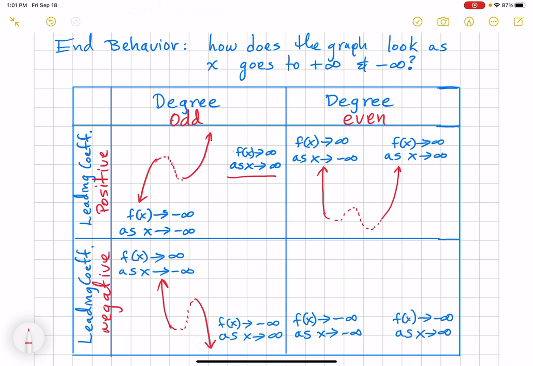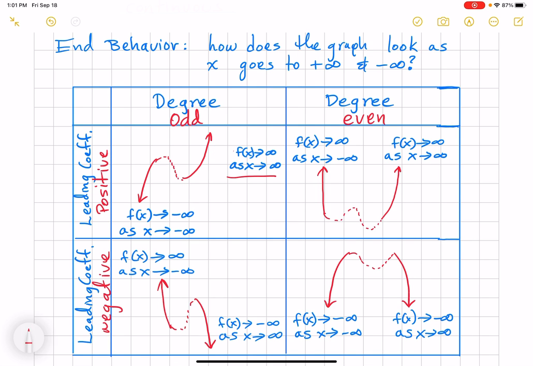And so a reflection of the next graph would look something like this. It's going to go down to negative infinity as x goes to negative infinity, and f of x is going to go down to negative infinity as well as x goes to positive infinity. Again, the middle is not so predictable, so we draw it with a dotted curve.